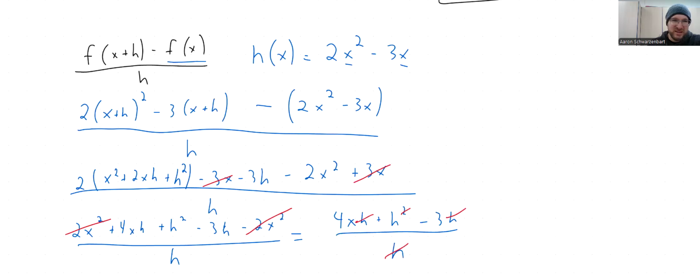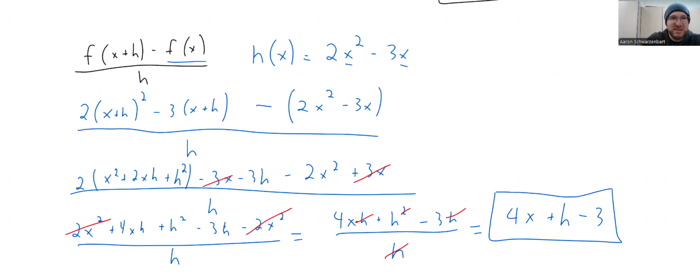That does not cancel the entire h squared. I'm not left with just a squared, I'm left with an h, giving me 4x plus h minus 3. That is the solution to the difference quotient. You need to try some and practice these because it doesn't make sense until you start doing it.